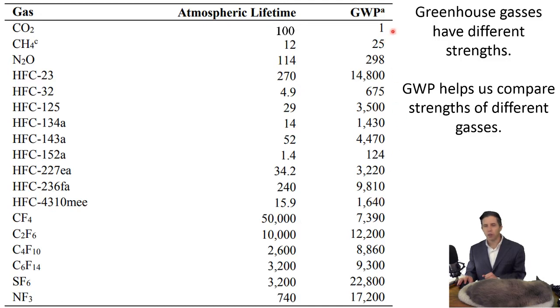Okay, so what we want to do is let's imagine a scenario where we've got 3 different greenhouse gas emitters, like say 3 different factories, but they're not all emitting the same gas.